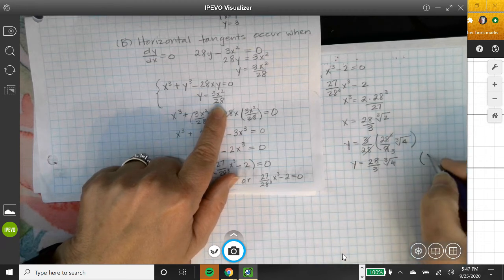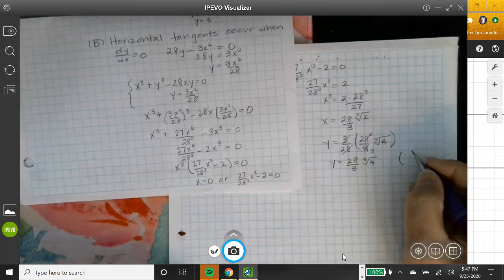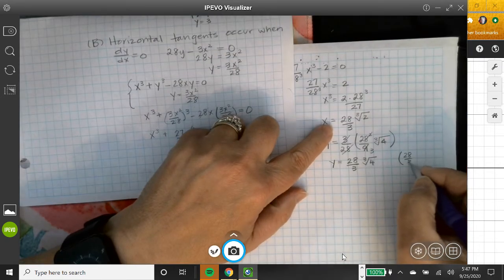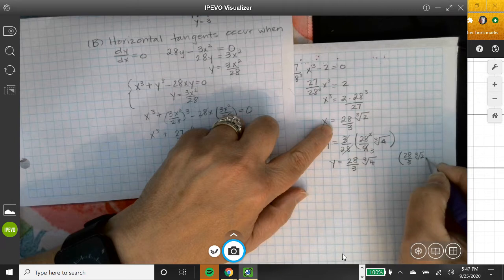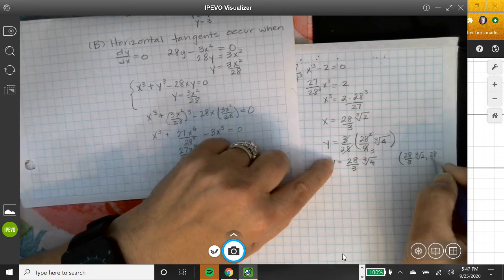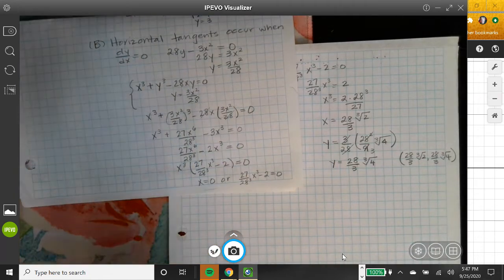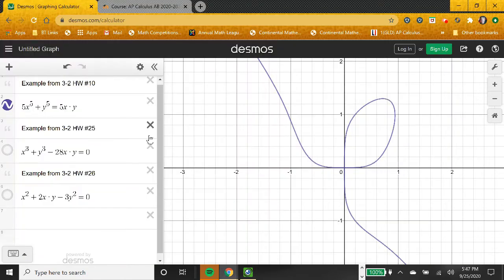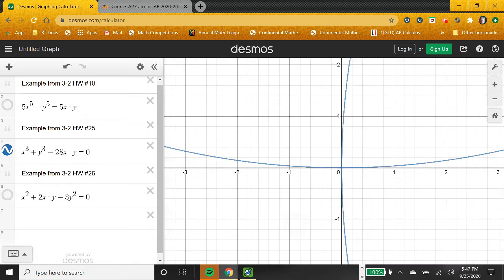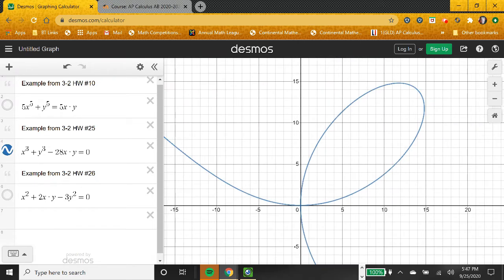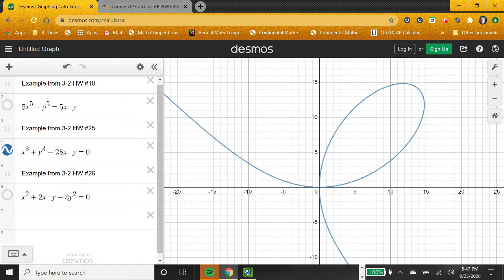So my point's going to be, the x is 28 over 3 cube root of 2, comma, 28 over 3 cube root of 4. Now, those are very ugly numbers, but we're going to prove that it works, okay? So I'm going to take these numbers and I'm going to put them in my graph because I have Desmos ready to go. This was our first one, which I thought was fun, okay? And this is our second one. This is the one where we were looking for horizontal tangents, okay?